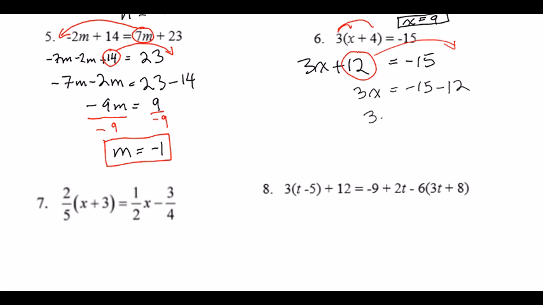And now, since 3x is by itself, we can leave it, but we have to collect the right side. So the right side ends up being negative, I think, 27. And now 3x, to get x by itself, we divide both sides by 3. So we end up with x is equal to negative 9.